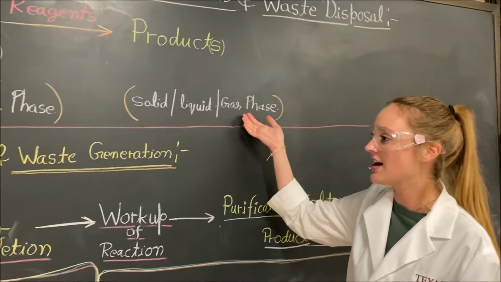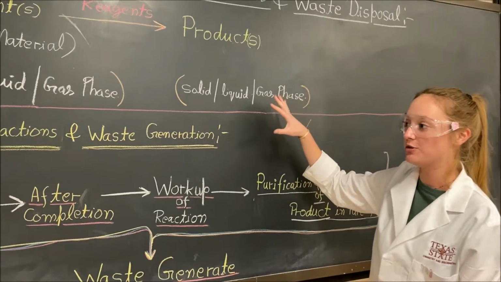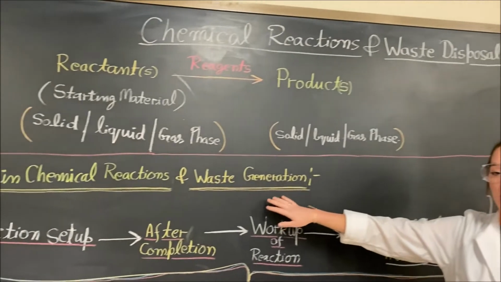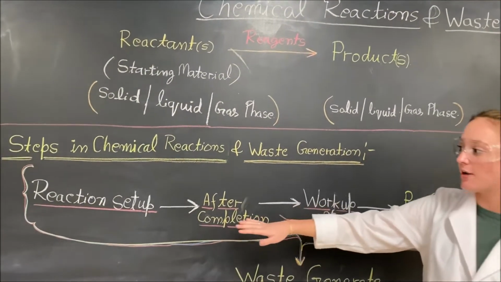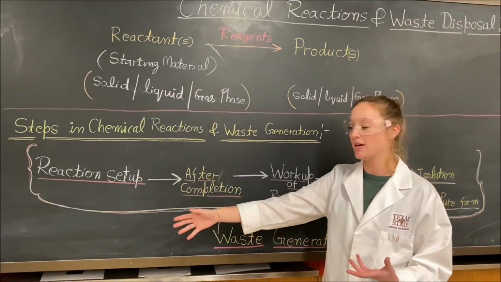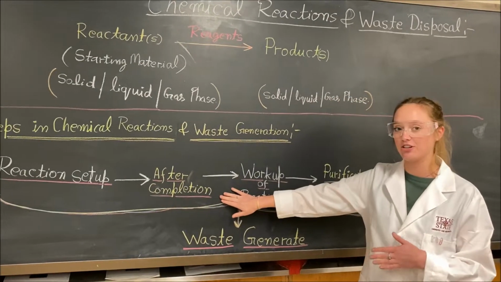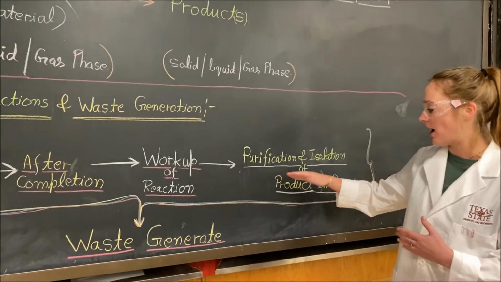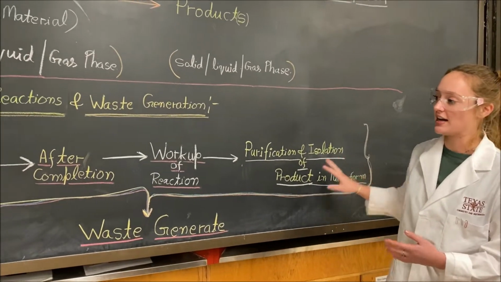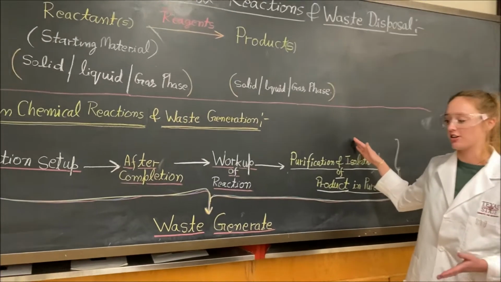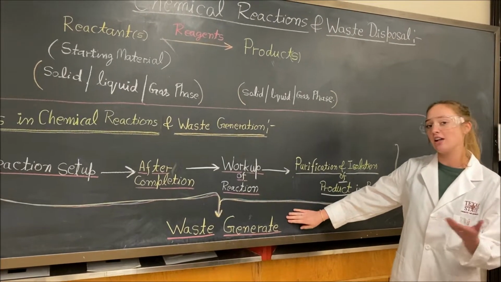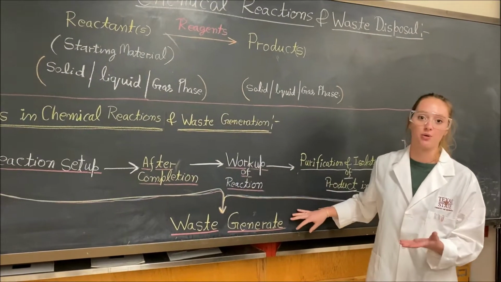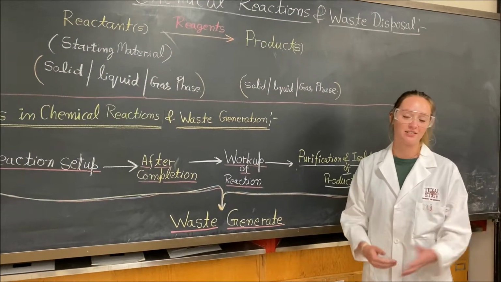or gas phase. So when we do an experiment, there's going to be certain steps in the reactions that generate waste. So we do the reaction, we set it up. After we complete the reaction and get our products, we have to work them up and purify them to get pure products. And at each step in this process during the reactions, we're going to generate waste, and you're going to need to know what waste each step of the process will go into so that it can be disposed of properly.